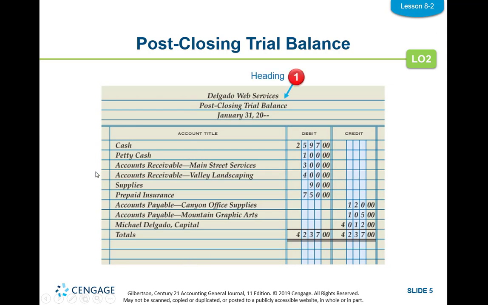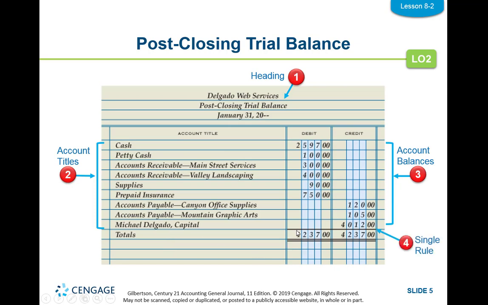We start on the top by filling in our heading, and our heading is always going to be the name of the business, the name of the document, and the date. Next, we're going to fill in every account that has a number. If it doesn't have a balance, it doesn't go on there. So again, when I say any account that has a number, I mean any account that has a number balance. After you put in your account titles, you can also simultaneously fill in your account balances. So I would write cash and fill in the balance. Do that for every account that has a balance.